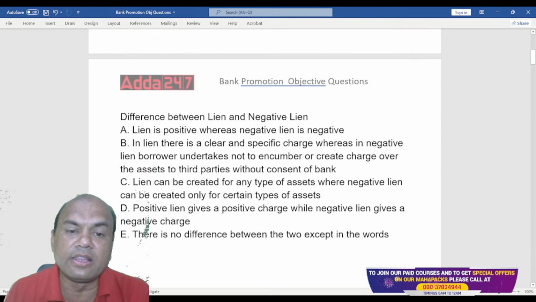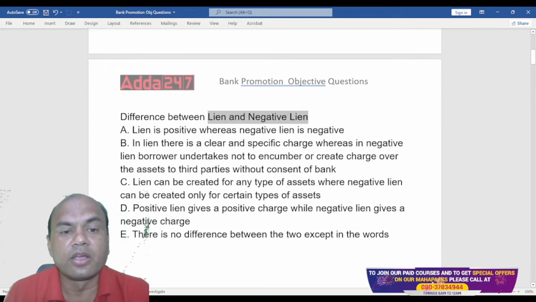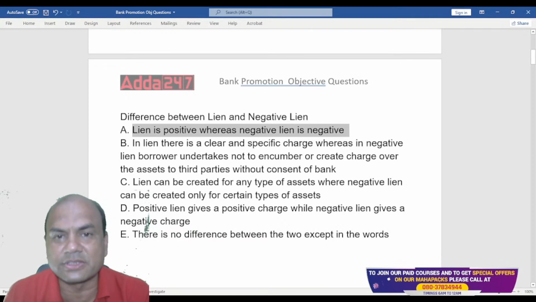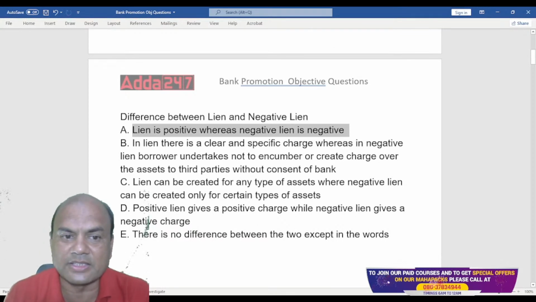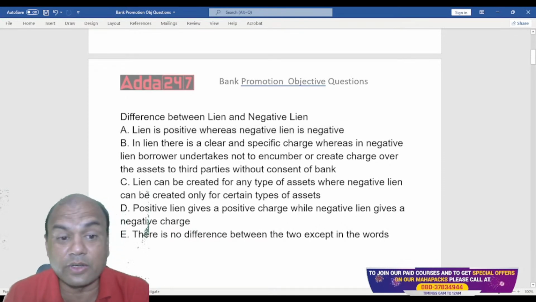Difference between lien and a negative lien. What is the difference between this normal lien and a negative lien? Look at the options first. Lien is positive, whereas negative lien is negative. That is obvious, isn't it? Is this the answer? Definitely not. Now let's look at the second part.